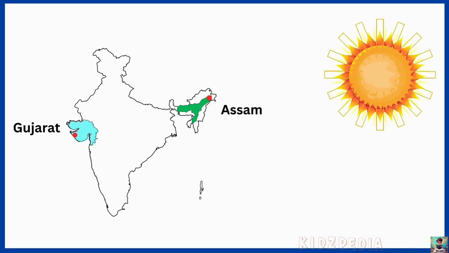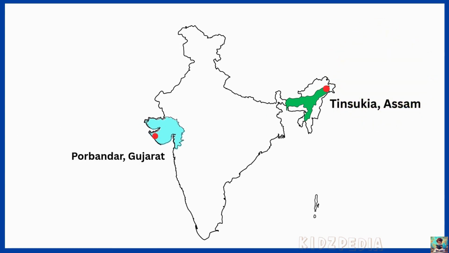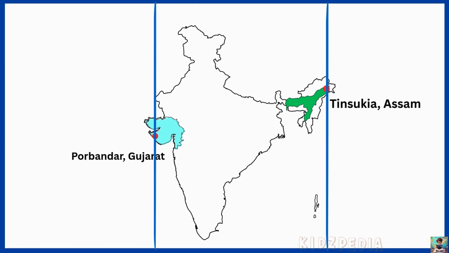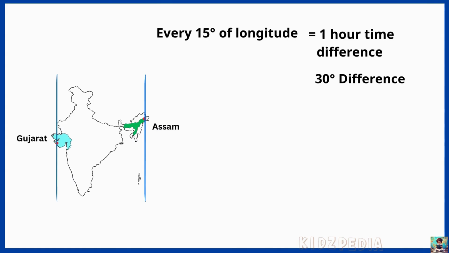As a class activity, we have to find the local time between these two cities. We have already learned that every 15 degree of longitude equals 1 hour time difference. Here, it is given that the difference between Porbandar and Tinsukia is 30 degree. So, we have to divide 30 degree by 15 degree, which is equal to 2. So, Tinsukia is 2 hours ahead of Porbandar.